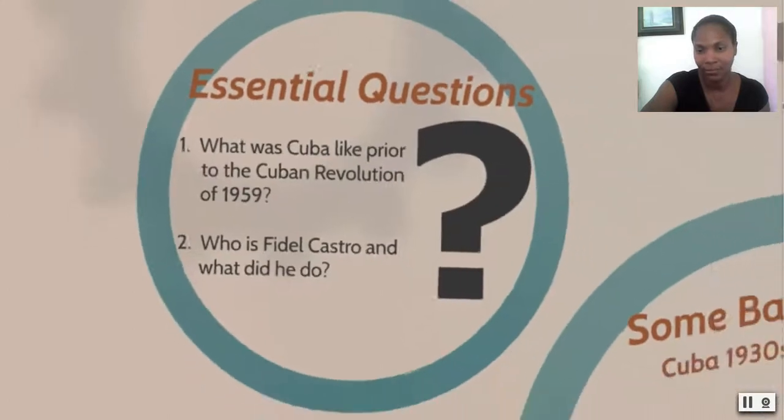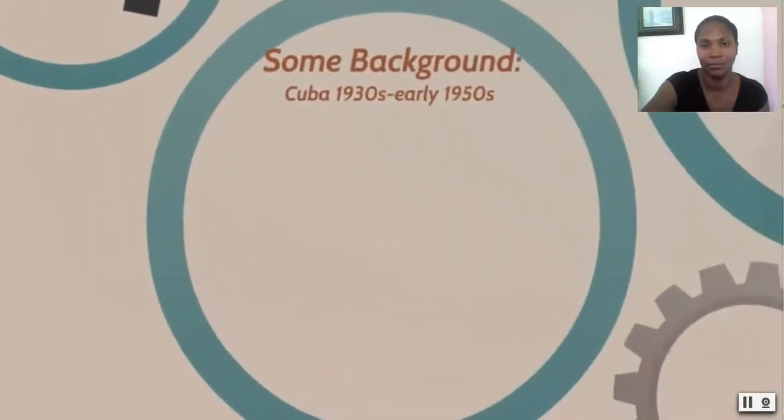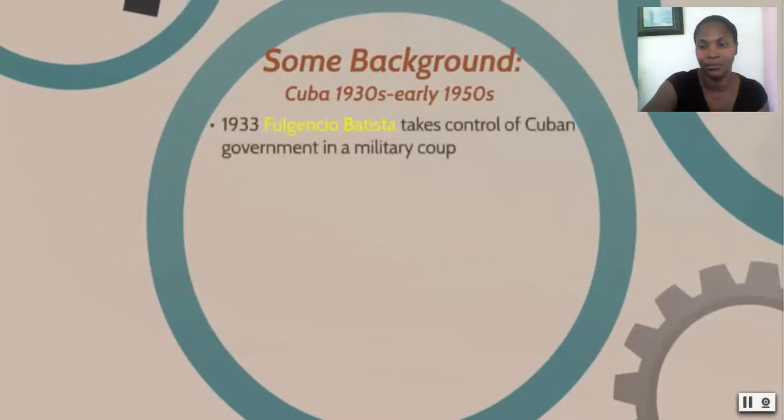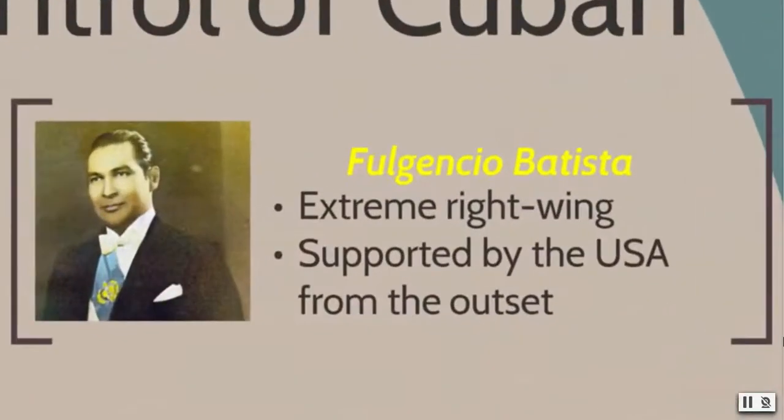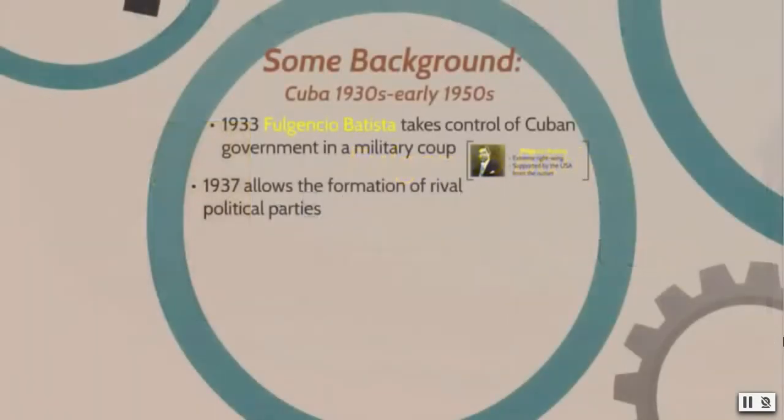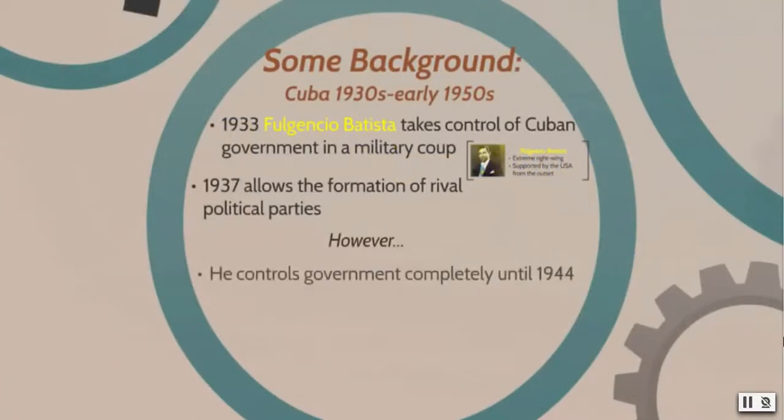Let's begin by looking at some background information on Cuba from the 1930s and the early 1950s. In September 1933, a man by the name of Fulgencio Batista took control of the government of Cuba through a military coup. He was extremely right-wing, almost if not entirely fascist, and he was supported by the USA from the outset. A few months after his coup, the USA recognized his new right-wing government. In 1937, Batista allowed the formation of rival political parties. However, he controlled the government completely until 1944.